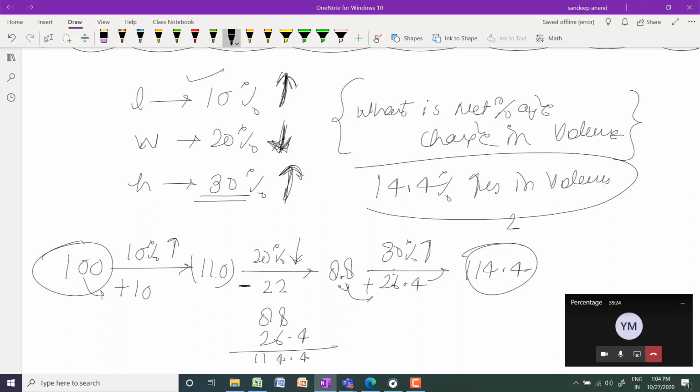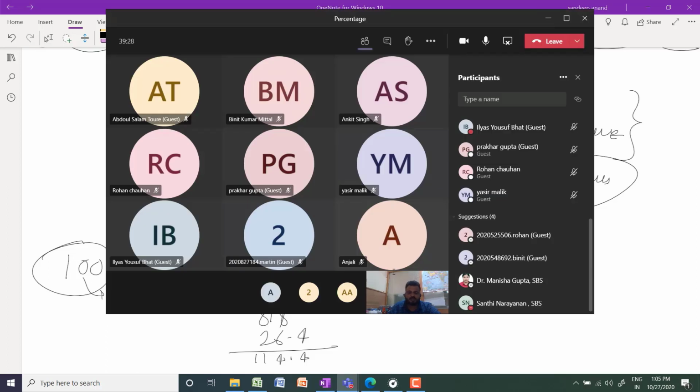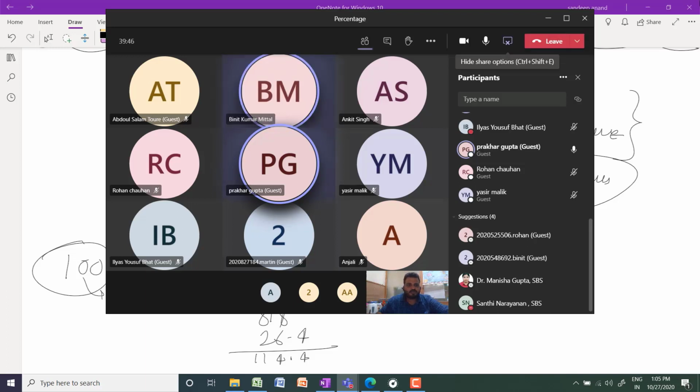So the first student who said 16 point something was actually wrong. Who said 16 point something? Prakhar. Where did you make the mistake? In the last section, in the 30%. You multiply 8.8 by 3, and the mistake was over there. Okay, no problem.